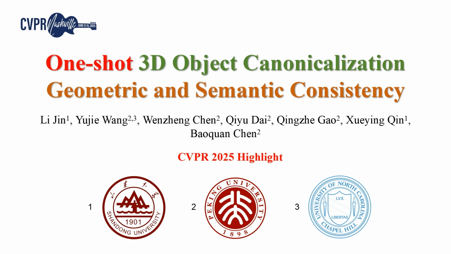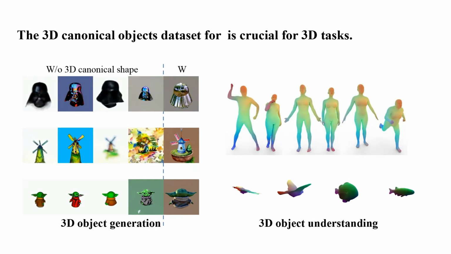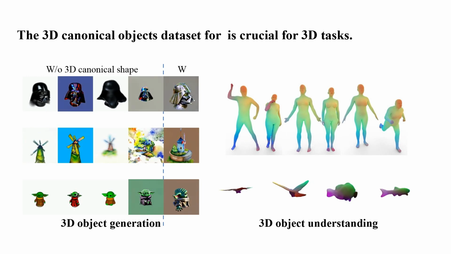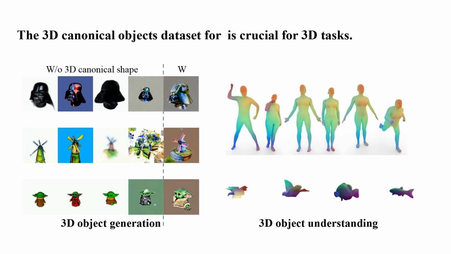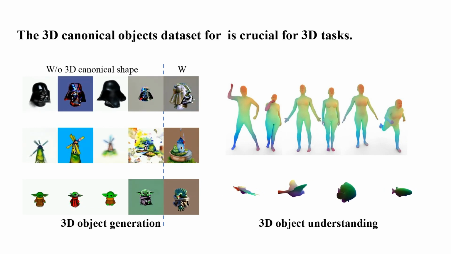Hi everyone! Today, I'm excited to share a demo of our paper, One-Shot 3D Object Canonicalization, Geometric and Semantic Consistency. This work addresses the tricky issue of creating canonical 3D datasets. In 3D research, especially in generation and understanding, having canonical data is crucial. With canonical data, we see improved consistency and quality in 3D generation.